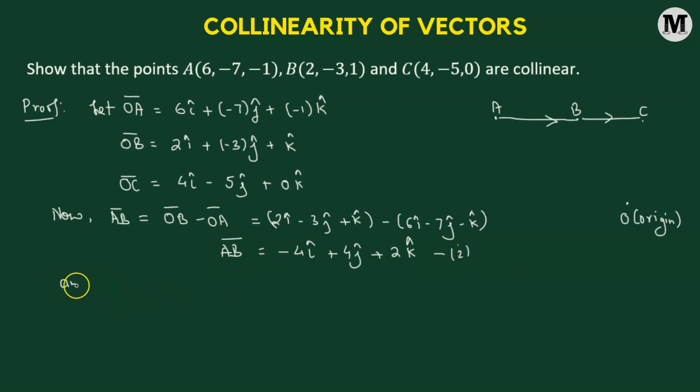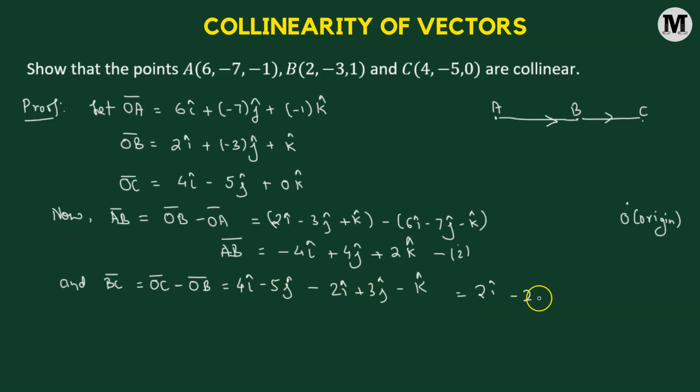Then we can find out the vector BC. The BC vector is going to be the OC vector minus the OB vector. What is the OC vector? That's 4 times i cap minus 5 times j cap plus 0 k cap. And from here, we are subtracting the OB vector. So that's 2 i cap plus 3 j cap minus k cap. So 4 i cap minus 2 i cap, that's going to be +2 i cap, minus 5 j cap plus 3 j cap, so that's -2 j cap, minus k cap. So we have the BC vector.